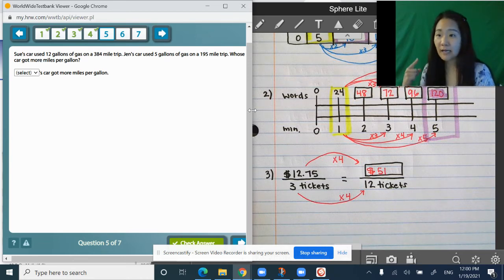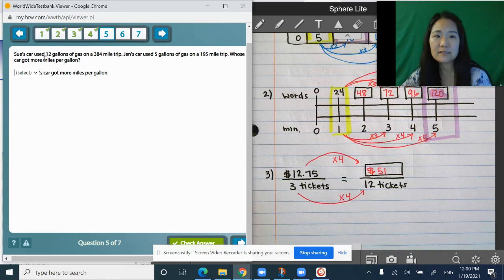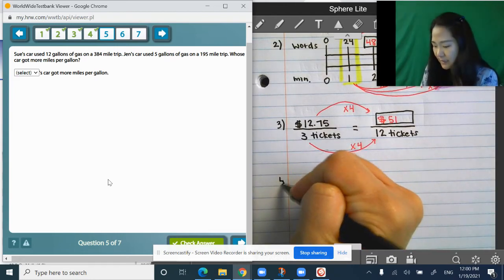I'm going to put miles on top for 2 reasons. Number 1, in the notes I said miles usually goes on top. Second reason, if you read here, it says miles per gallon. That means you would put miles on top, gallons on the bottom. Okay, so first, let's start with Sue. This is number 5.